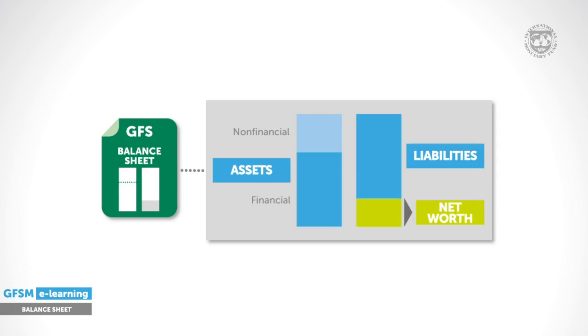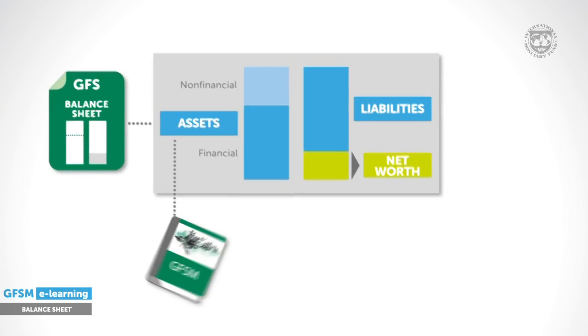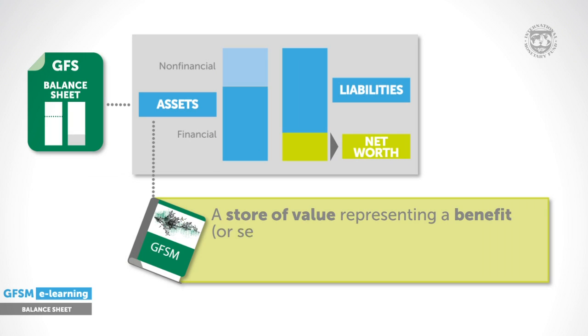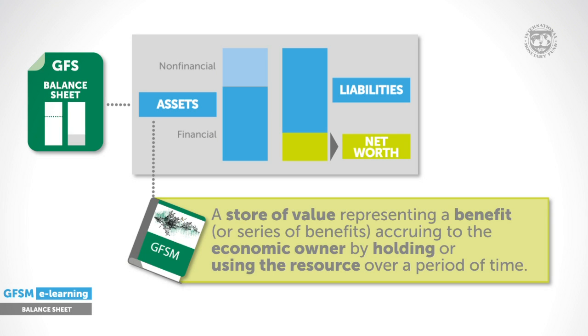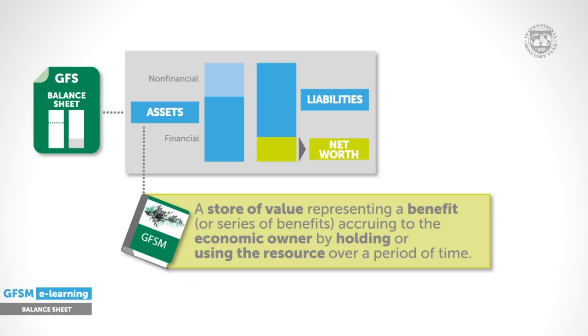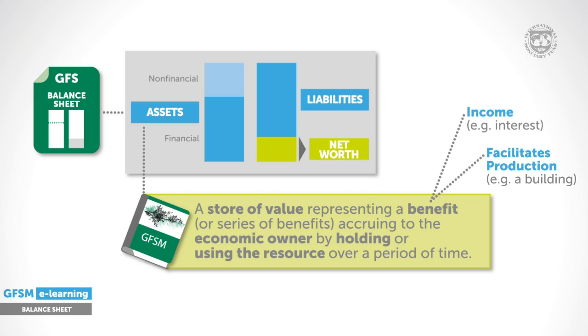What is an asset? What is a liability? GFSM defines an asset as a store of value representing a benefit or series of benefits accruing to the economic owner by holding or using the resource over a period of time. Assets deliver economic benefits either through income, such as the interest that a loan generates, or by facilitating the production of goods and services, for example, a building that government employees work in.